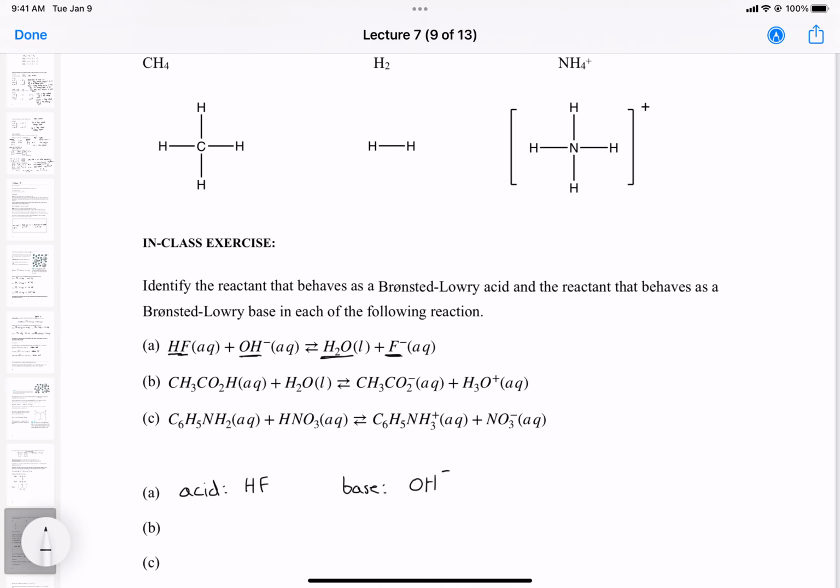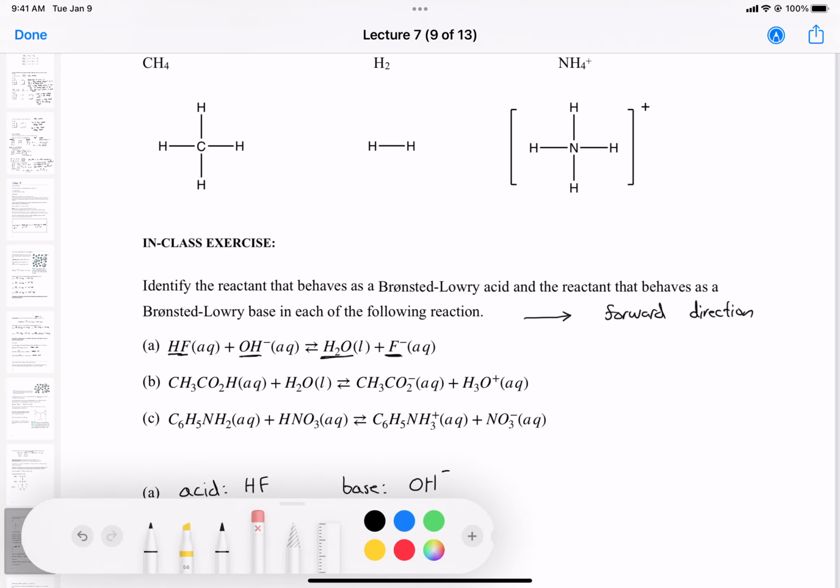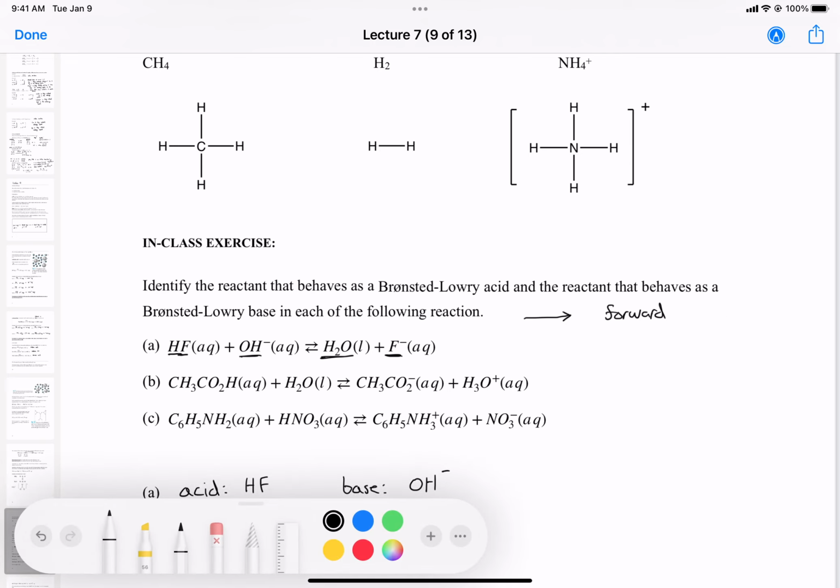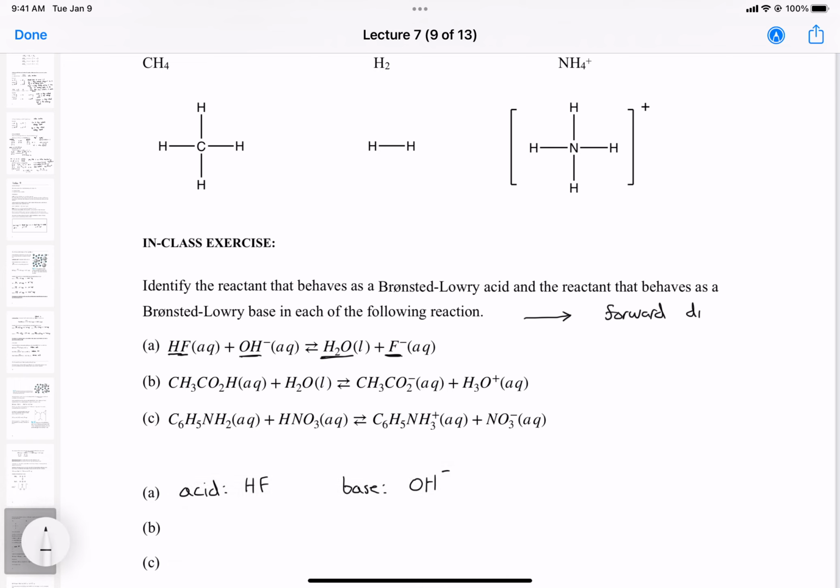So in this case, when I ask questions like this, we are going to look in the forward direction. So always look in the forward direction. But if I do put these arrows here, I will tell you it's the forward direction. Going from left to right is the forward direction. The reverse direction is from right to left, okay?